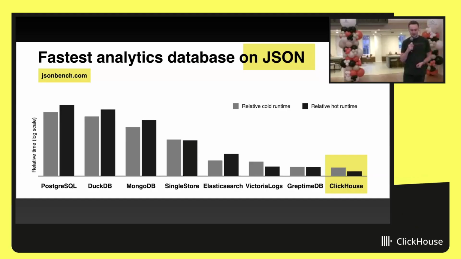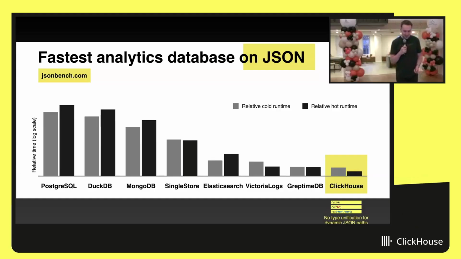Not just the first among general purpose analytical databases. We are even faster than specialized databases for JSON logs, like Victoria Logs and GreptimeDB. We are faster than, it's not a surprise, but we are faster than MongoDB. What did you expect? We are faster than Postgres, DuckDB, SingleStore, Elasticsearch, whatever. And actually, this scale is logarithmic scale.